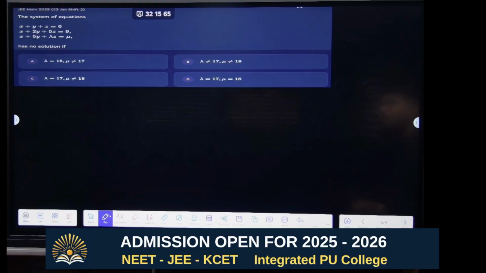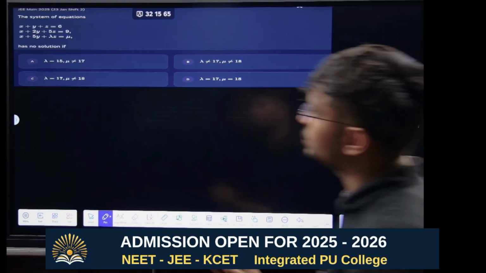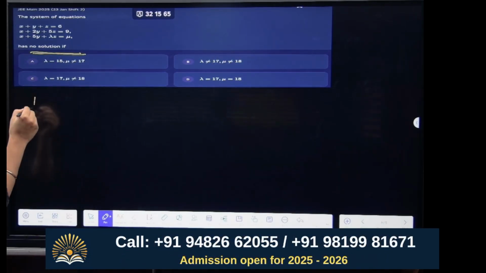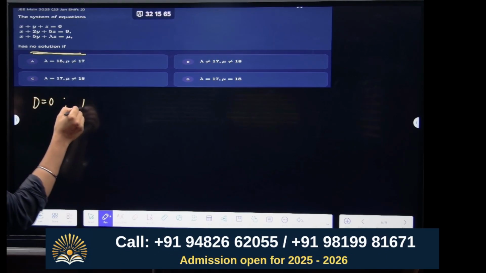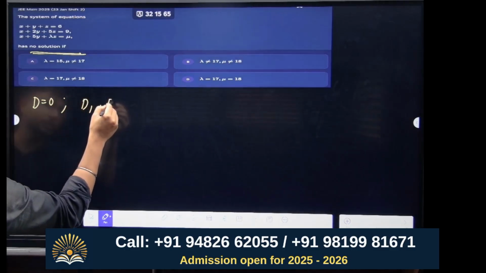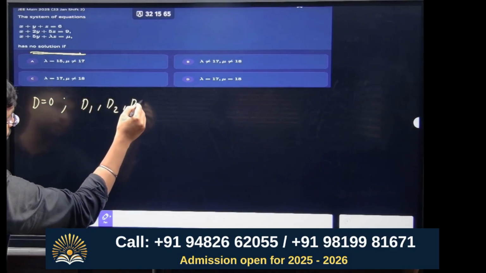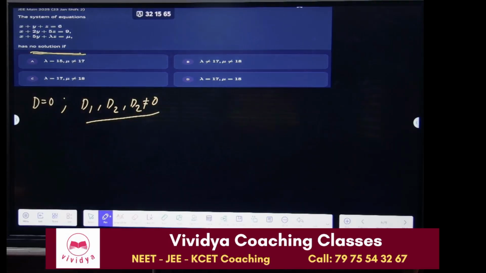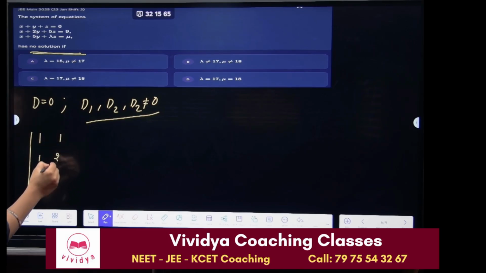Okay, now see this. It is saying this system has no solution. So we know that no solution means what? D will be 0 and any one of D1, D2, D3 will be non-zero. Any one of them or all three, minimum any one of them. So since there is no solution, D has to be 0. Put D equal to 0. So the first condition is D must be 0.